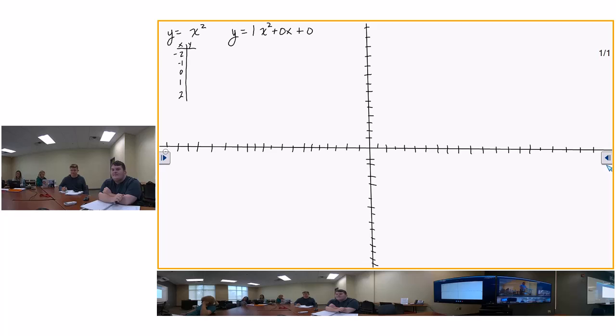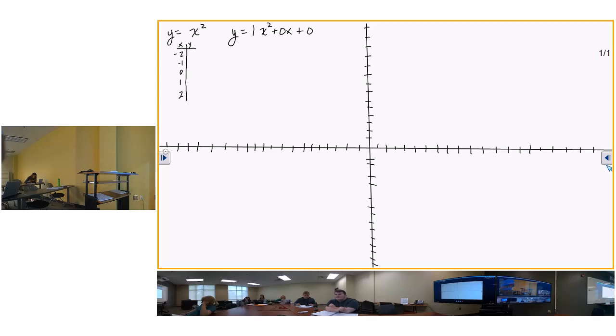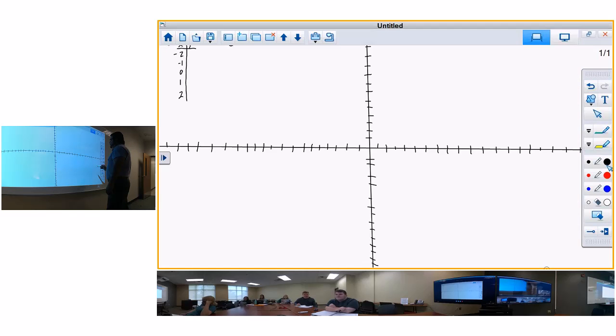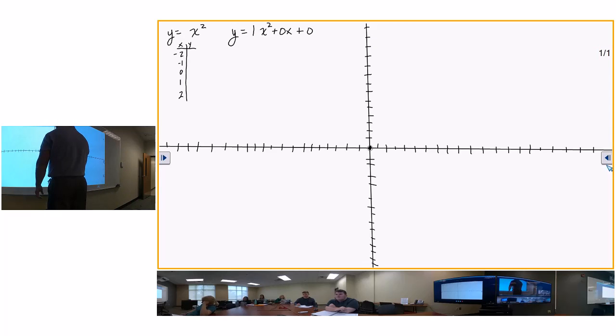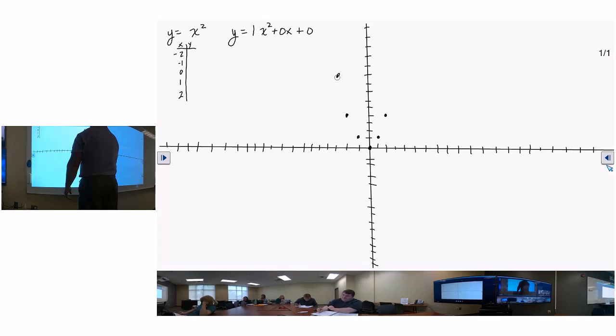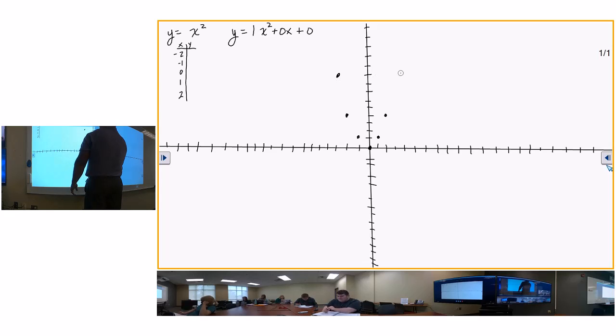So if you graph this function, it's a basic function just like your other parent graphs. 0, 0, 1, 1, 1, 1, 2, 4, 2, 4. And if you want to, since I have a bigger graph, 3, 9 and 3, 9. All right, so that's what your graph looks like.